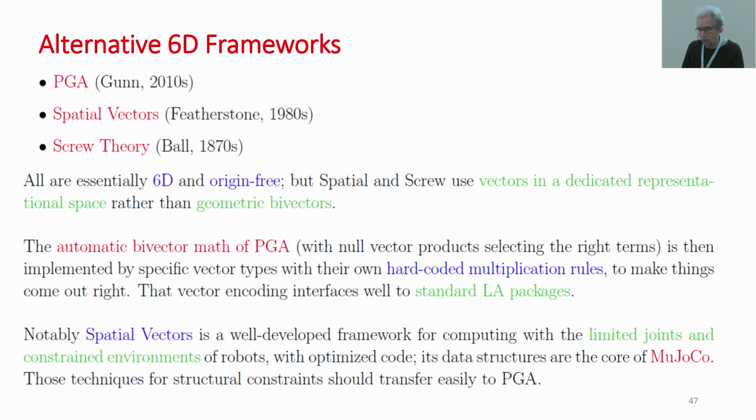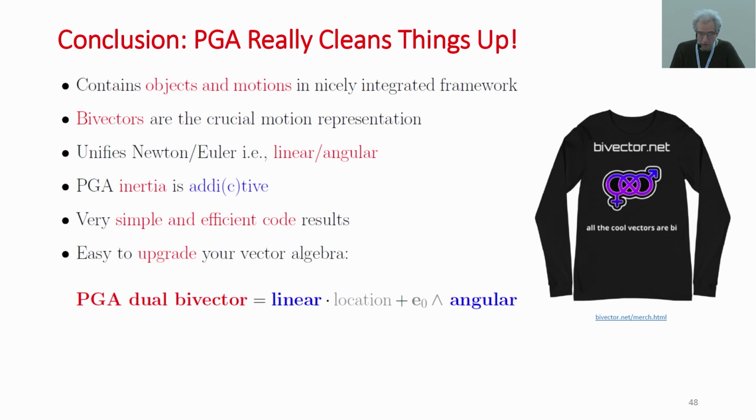The advantage of doing it that way is that it's completely standard matrix and vector operations, and so you can use existing linear algebra packages and the optimization in there to do that. But they're also disjoint from the object. It's a special motion representation that you jump to do something, and then you come out of that and you move your objects. And we've seen that for us, that's also more integrated. So PGA really cleans things up.